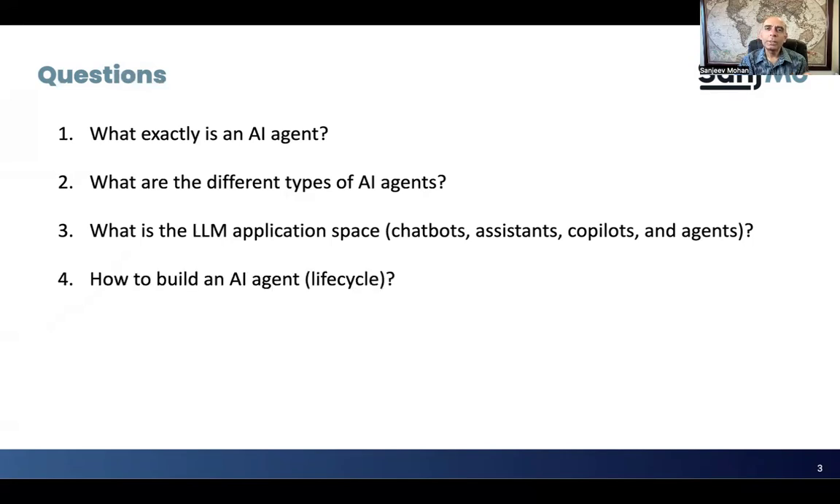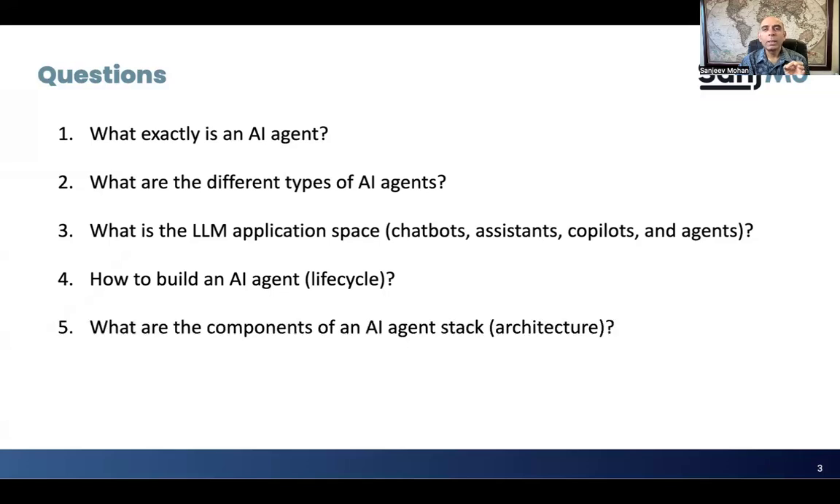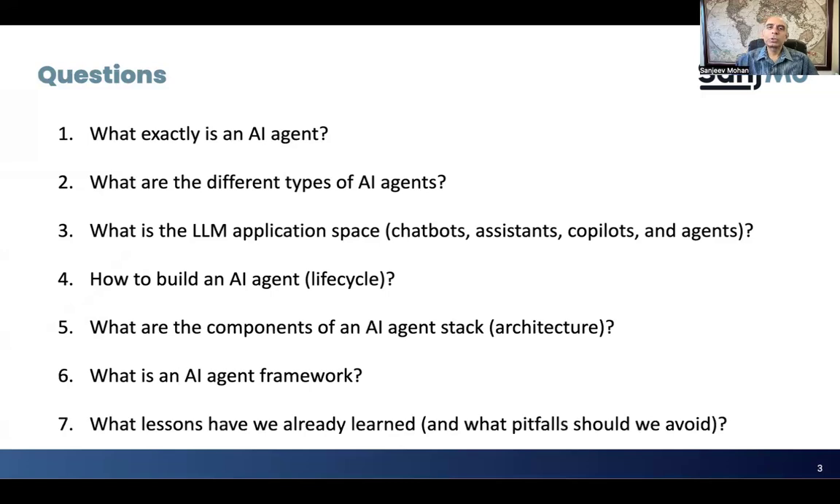After that, we change tracks and we go very deep into the technology aspects, starting with what is the life cycle of an AI development process, followed by what is the architecture, what are the components that go inside an AI agent. We will then follow up with a brief discussion about AI agent frameworks, and we will end with a final question, which is what lessons have we learned and what pitfalls should we avoid?